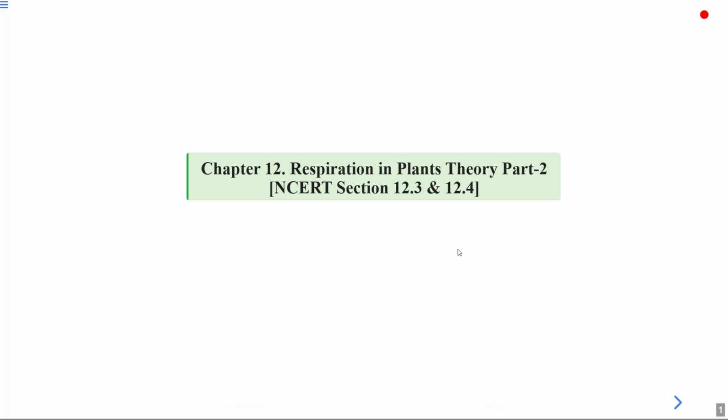Hello everyone. Today we will be discussing Chapter 12 Respiration in Plants Theory Part 2. This will cover NCERT sections 12.3 and 12.4.